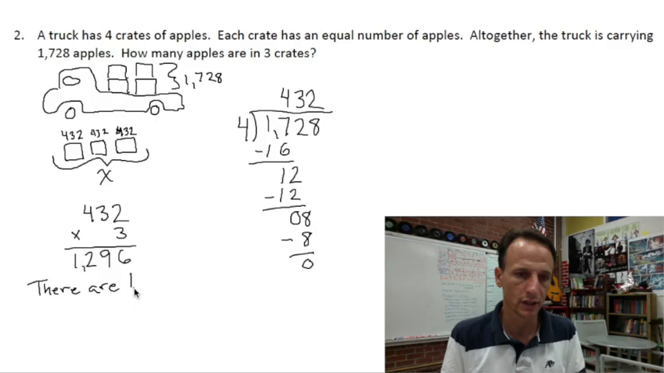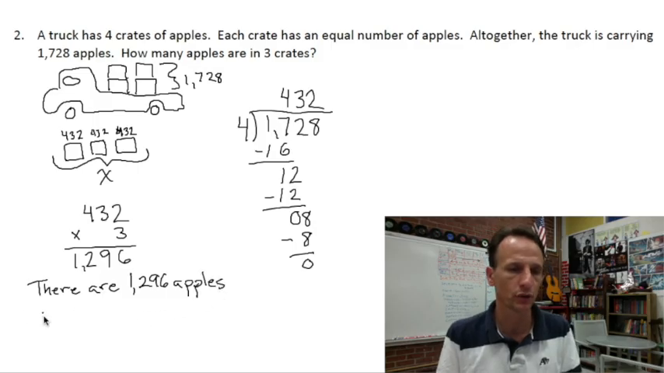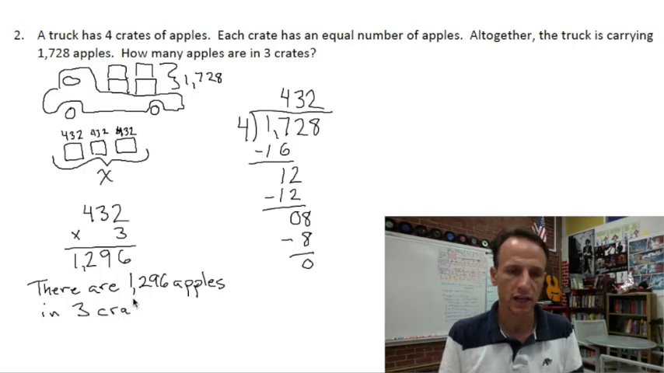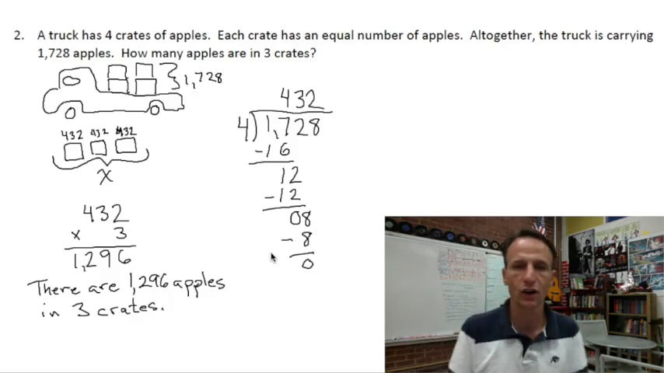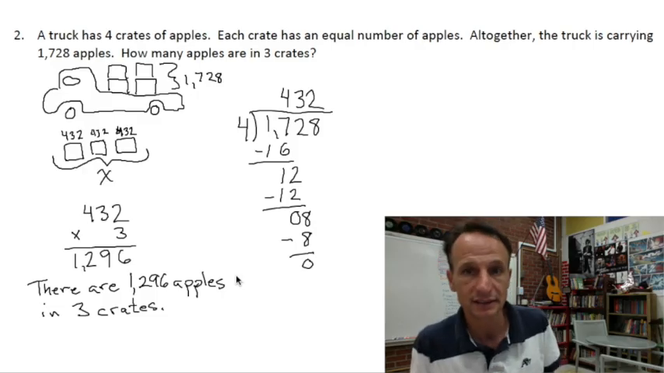There are 1,296 sausages. No, just kidding. Make sure you're paying attention. Apples in 3 crates. All right, well, let's go eat some apples now because our work here is complete.